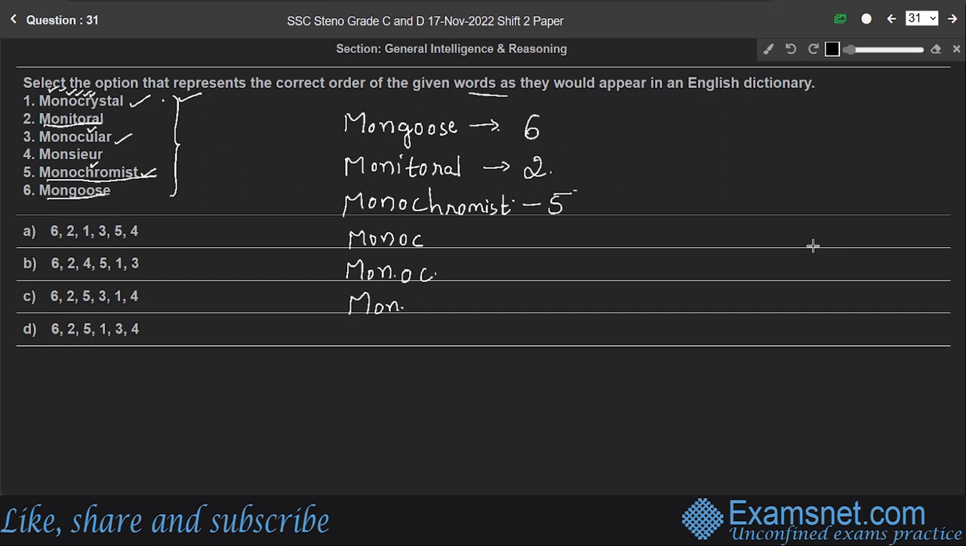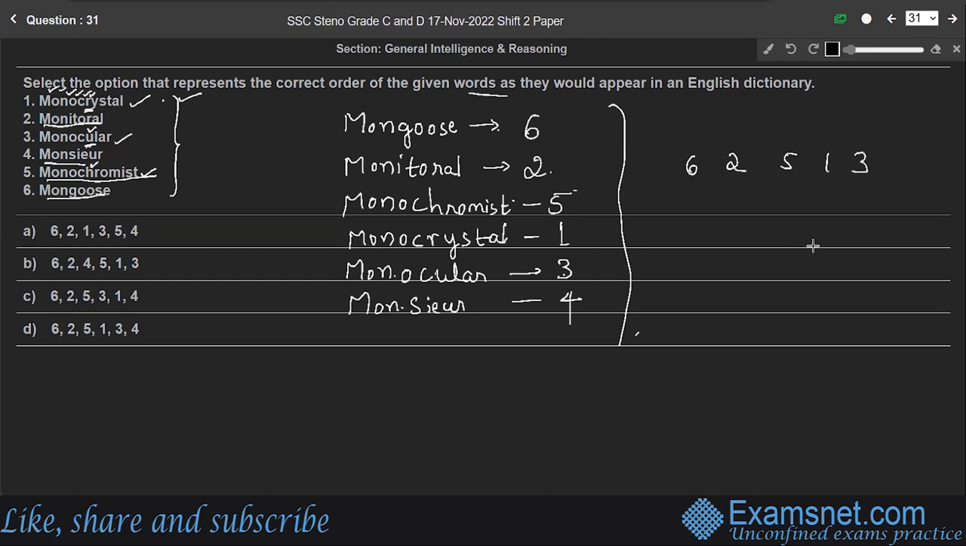So after monochromist, we have monocular and monocrystal. So R comes, which is the sixth letter, before U in monocular, right? So monocrystal comes after monochromist, right? So in the question, after that, monocular, which is third one, and at last, it is Monsieur, right? Monsieur, which is fourth one. So their arrangement should be 6, 2, 5, 1, 3, 4. Right? So option D is the right answer. So in this order, they would appear in an English dictionary. Right? Option D.